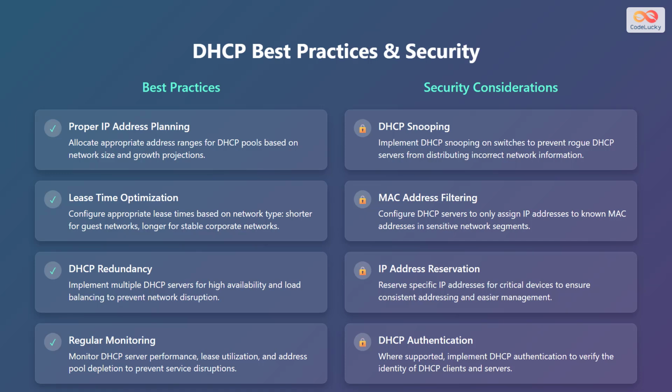Some security considerations include DHCP snooping, implementing DHCP snooping on switches to prevent rogue DHCP servers from distributing incorrect network information. Media access control address filtering, configuring DHCP servers to only assign Internet Protocol addresses to known media access control addresses in sensitive network segments. Internet Protocol address reservation, reserving specific Internet Protocol addresses for critical devices to ensure consistent addressing and easier management. And DHCP authentication, where supported, implement DHCP authentication to verify the identity of DHCP clients and servers.